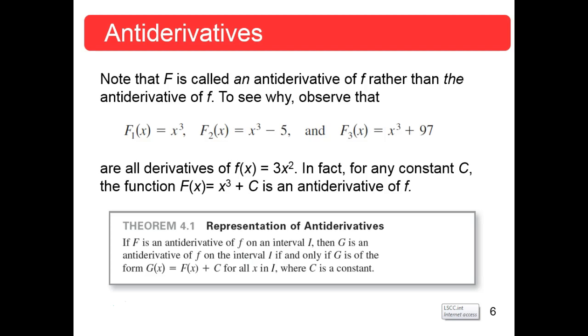So here's how we represent antiderivatives. If capital F is an antiderivative of little f on an interval I, then G is an antiderivative of f on the same interval I if and only if G is of the form G of x equals capital F of x plus C, for all the x's on that interval, where C is a constant. So in other words, if you have an antiderivative and add a constant to it, it's still an antiderivative. Adding a constant doesn't change it.